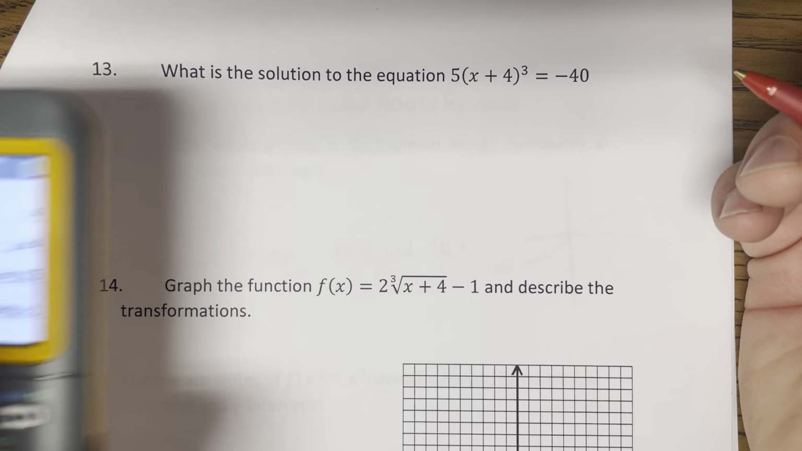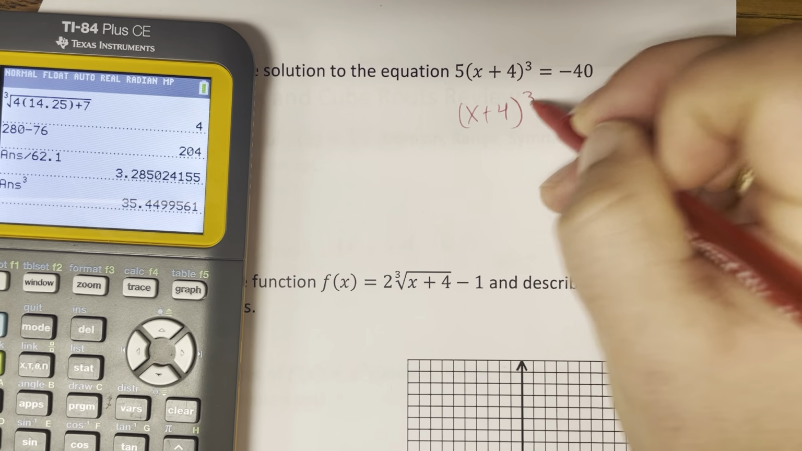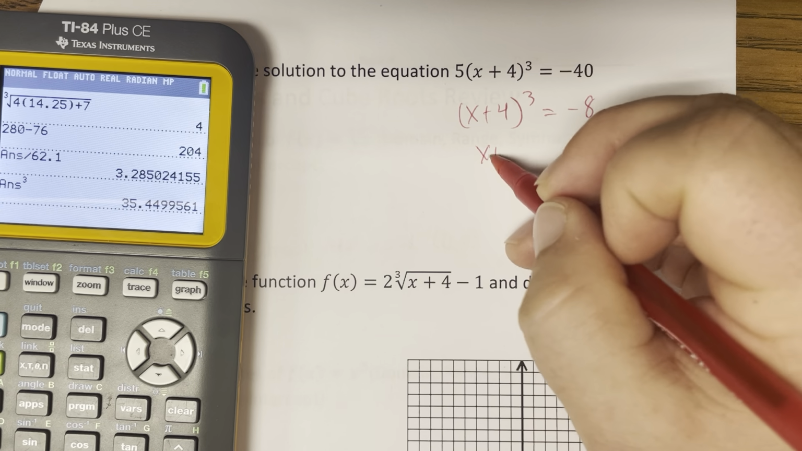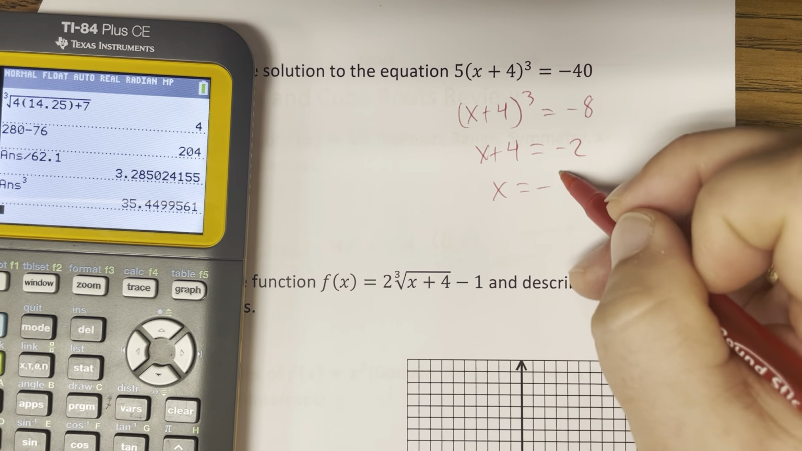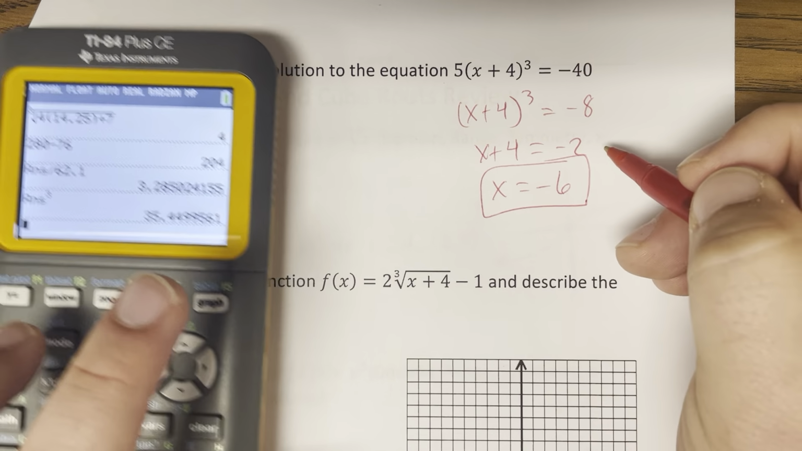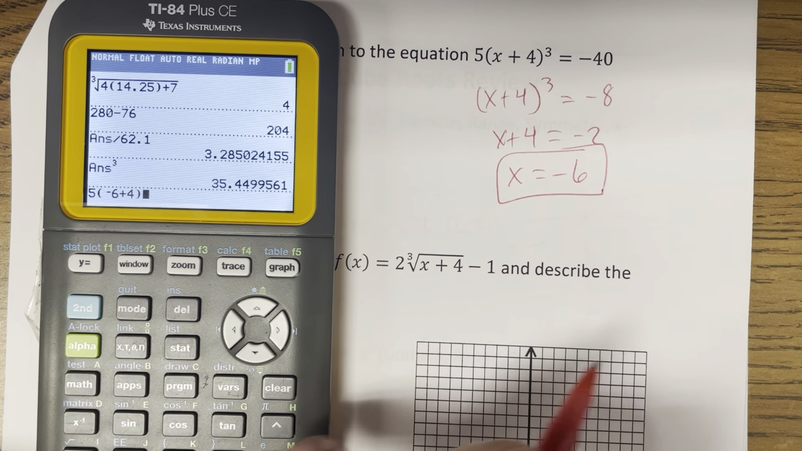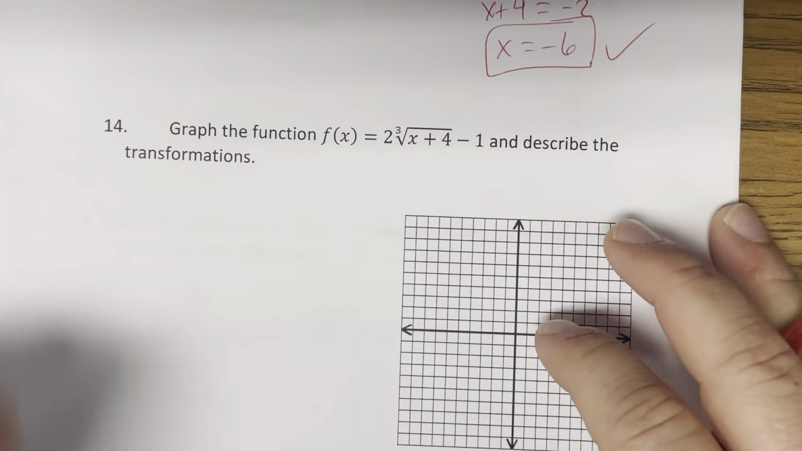And then last page. Again, we're going to solve, and so we're going to divide by 5 first. We get x plus 4 cubed is equal to -8. And then we're going to take the cube root, and so x plus 4 equals -2, and then we'll subtract 4 over to get x equals -6. And again, we can check it in our calculator. 5 times -6 plus 4 cubed, it does get -40, so we got it correct.